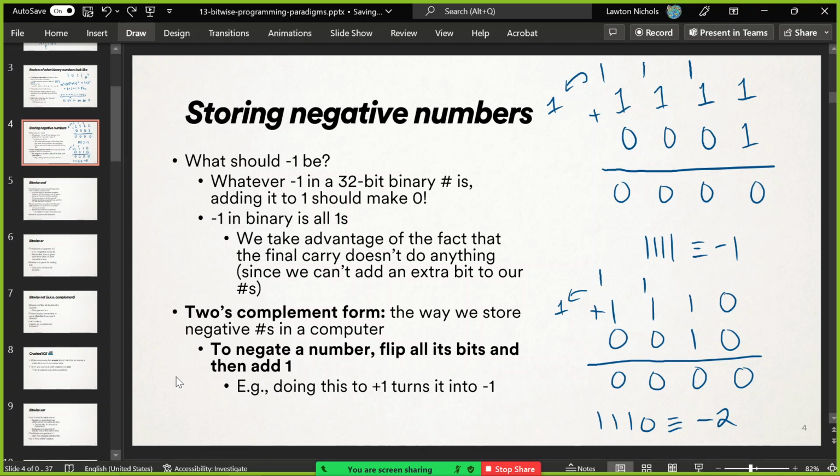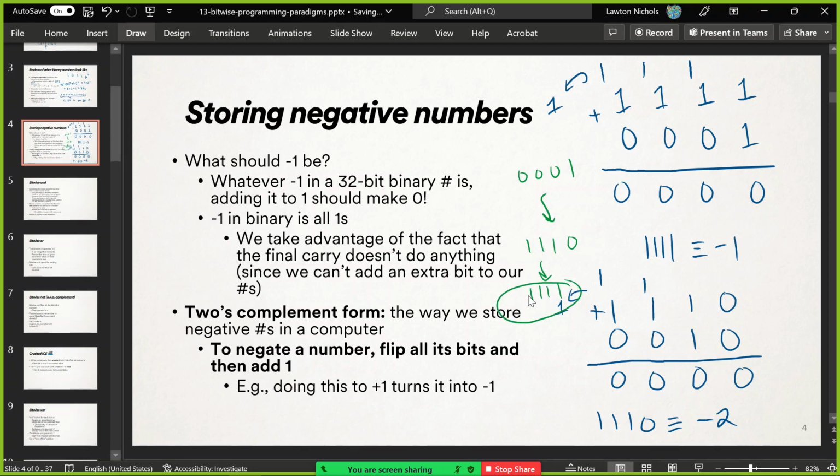So for example, doing this to +1 will turn into -1. So start with positive 1, 0, 0, 0, 1, flip all the bits, just like this. That will give us 1, 1, 1, 0, and then you add 1. Okay? 1, 1, 1, plus a 1 at the end. So immediately we came up with negative 1.